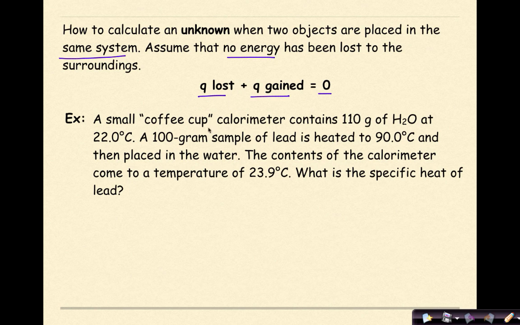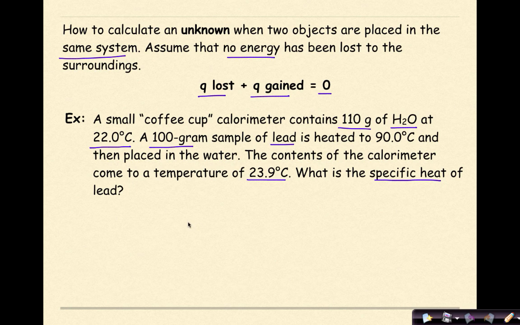Let's look at an example. A small coffee cup calorimeter contains 110 grams of water at 22 degrees Celsius. A 100 gram sample of lead is heated to 90 degrees Celsius and then placed in the water. The contents of the calorimeter come to a temperature of 23.9 degrees Celsius. What is the specific heat of lead? To calculate this, we're going to use the formula Q equals MC delta T, where one Q is going to represent our water and the other Q is going to represent our lead.